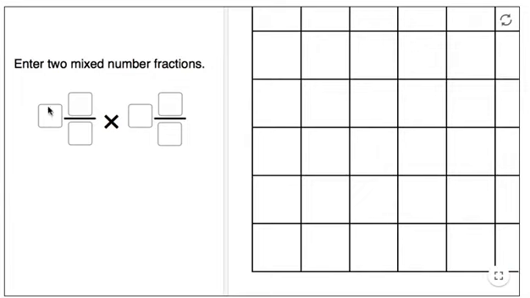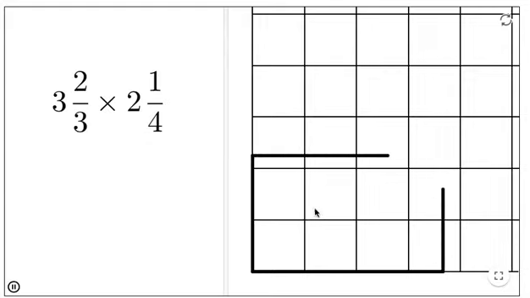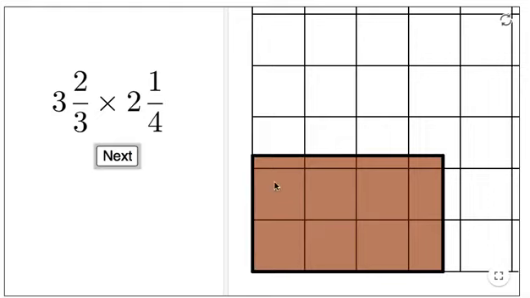I'm just going to do one more so that you can visually see how that works. So 3 and 2/3, and now 2 and 1/4. When we multiply those, here's my length and width: 2 and 1/4 along the vertical, 3 and 2/3 along the horizontal, and there's our area. We can see we have 6 whole parts here.